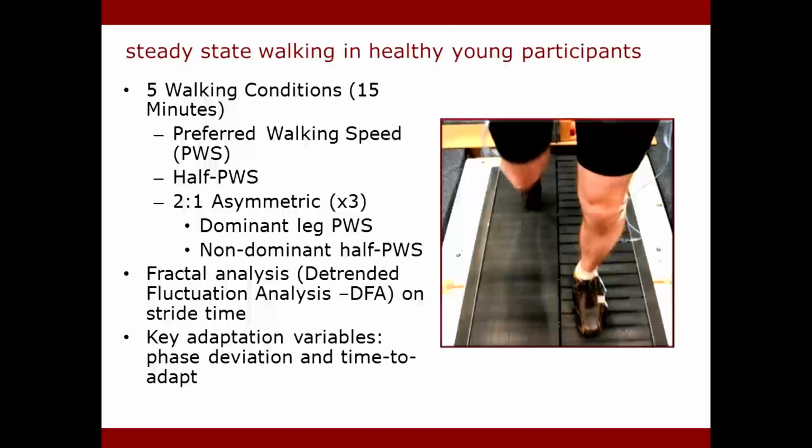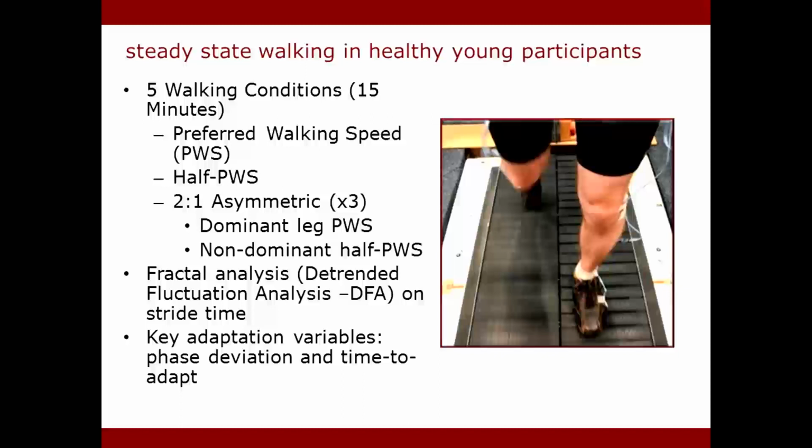In the first one, we had healthy young participants walk on a split belt treadmill. So the paradigm is a split belt treadmill where we can impose different speeds between the legs. In our case, we had different conditions. One was preferred speed, the second one was half preferred speed, and the third was asymmetric conditions where the dominant leg walked at preferred speed and the non-dominant leg walked at half preferred speed.